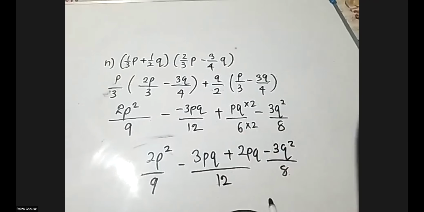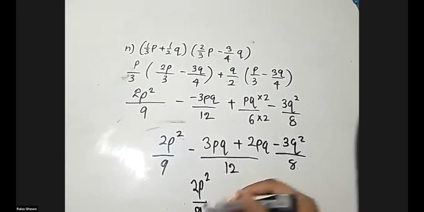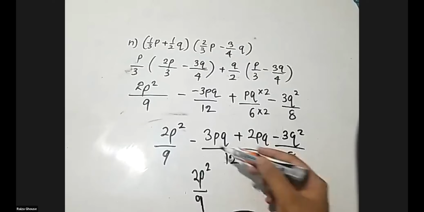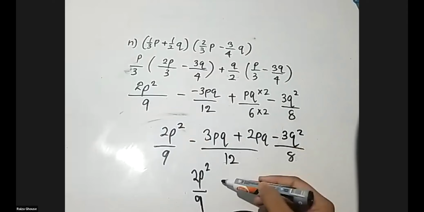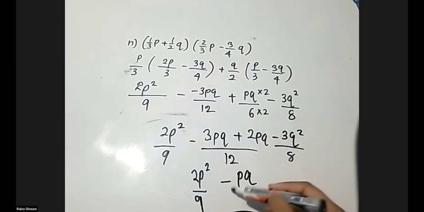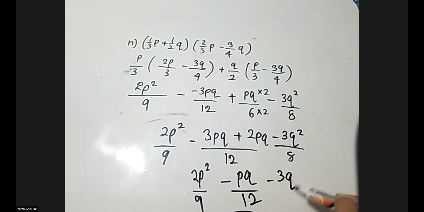Who can tell me the answer for that solving part? Plus 5pq over 12? No, 5pq is very bad. Minus pq over 12. Yes, negative 3. You have a loan of 3, you have only 2 rupees, so your loan is minus pq over 12. And this is the final answer.